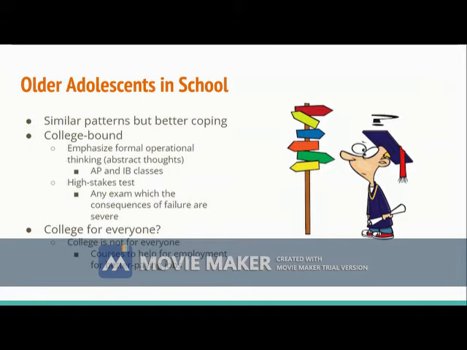The PISA exam, for example, is a test designed to measure a student's ability to take what they have learned and to answer questions from that. 15-year-olds around the world have taken this test, and there is a large result gap between the U.S. and other countries.